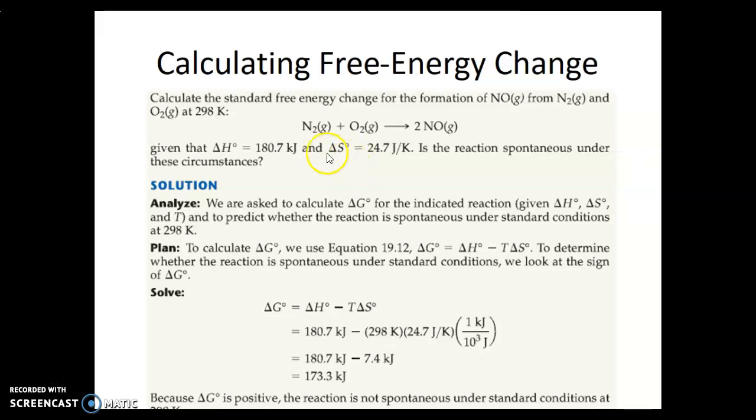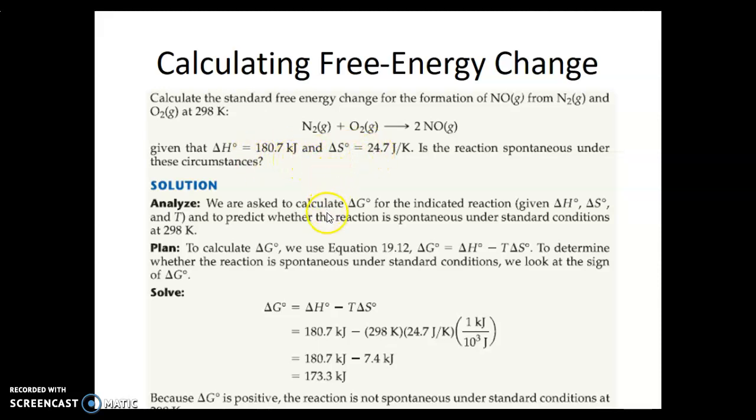So in this situation, we have nitrogen and oxygen making two nitrogen monoxide gas molecules, right? So you have two particles here on the left, and you have two particles here on the right. So the entropy change is positive, and the enthalpy change is positive. So they're kind of competing against each other, right? So you want to see who wins in this situation.